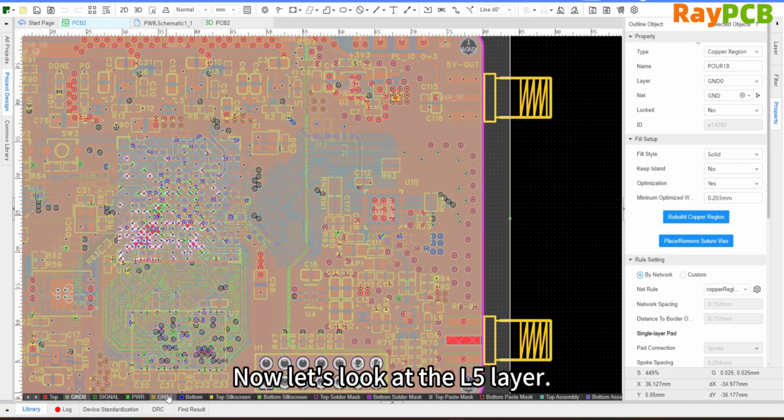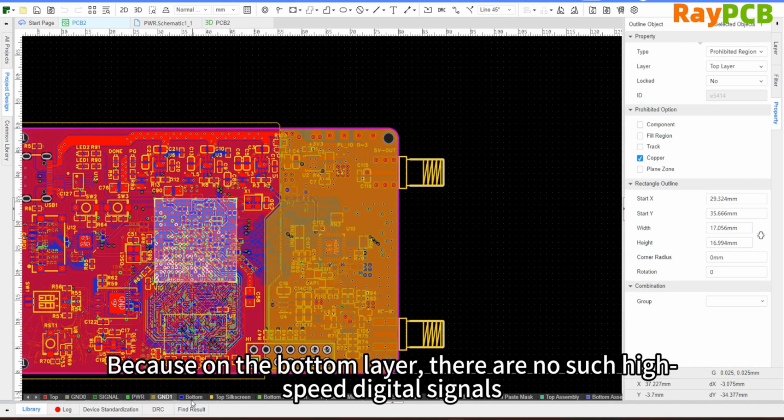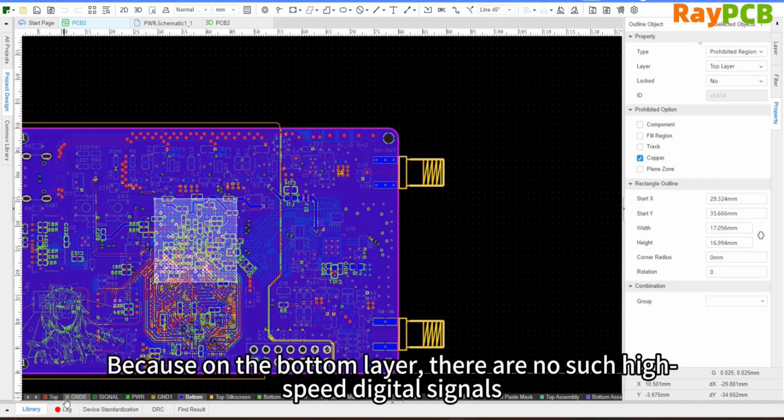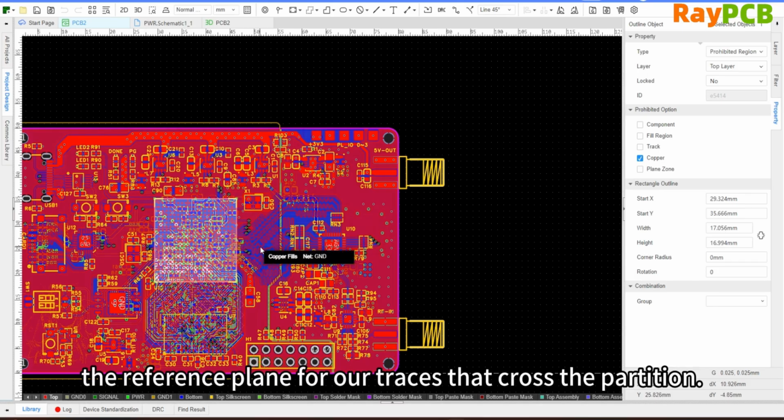Now let's look at the L5 layer. The L5 layer is split again because in the inner layers there are no such high-speed digital traces crossing regions. This kind of split needs to be carefully controlled to ensure the reference plane for traces that cross regions.